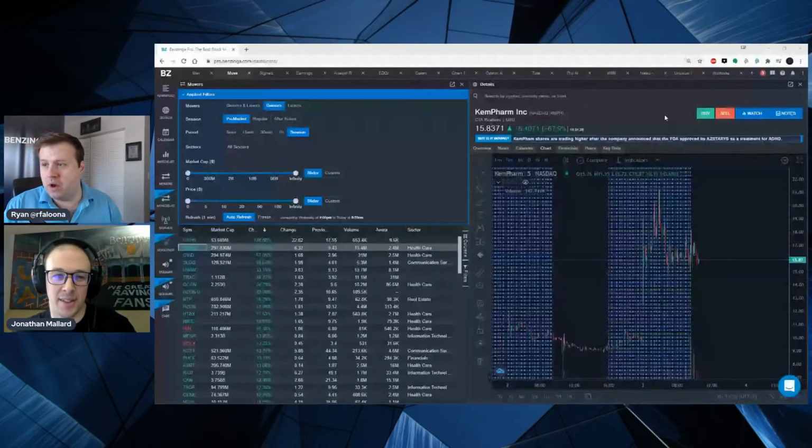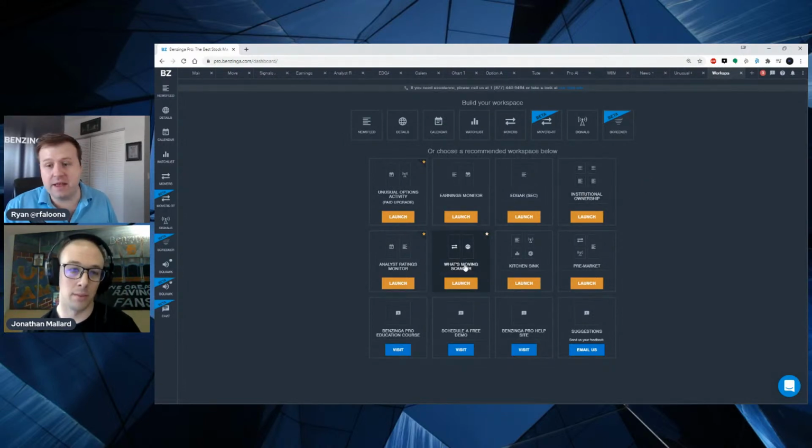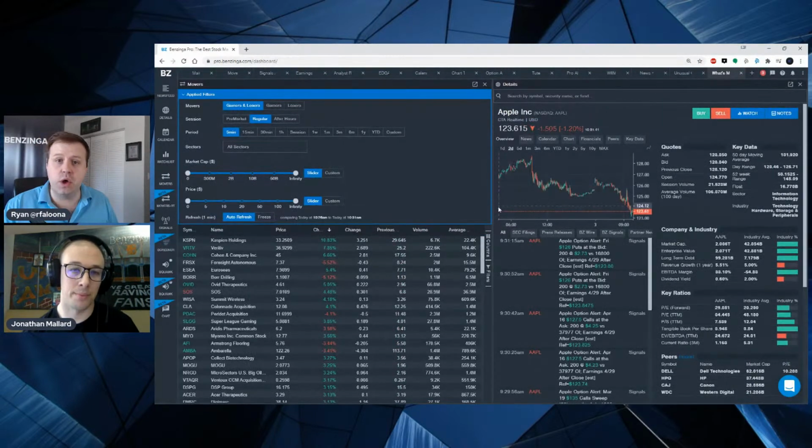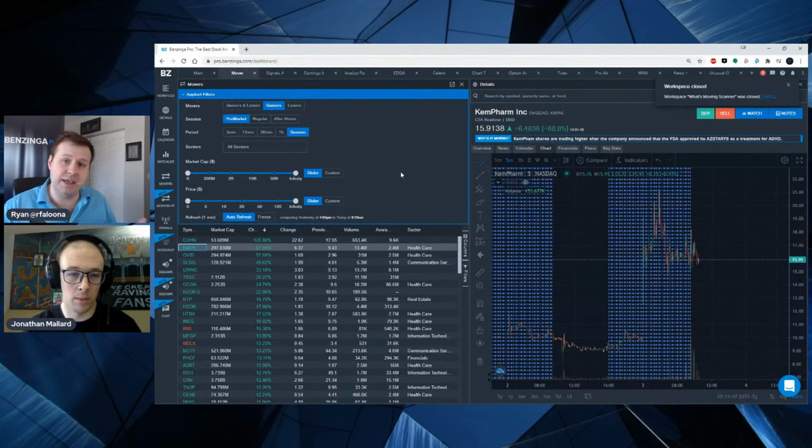We actually have a preset for this tool too. So we're going to go ahead and pull up my screen here. One of the things that you're going to see is that when you build a new workspace, you're shown these presets here in Pro. And one of them is called the What's Moving Scanner. And that's exactly what we're going to talk about. This will open up the combination of tools that you just mentioned, movers and details. Now, I actually already have one of these tabs because I use this combination every single day.